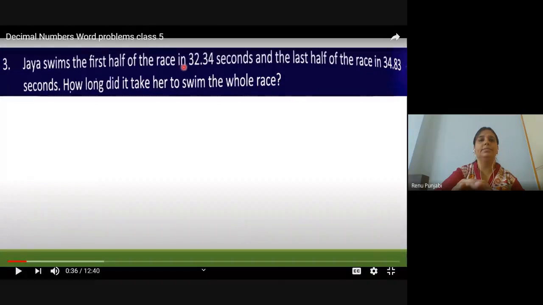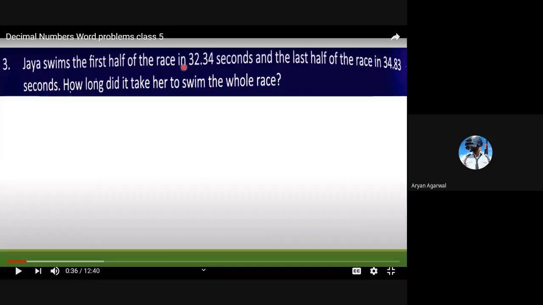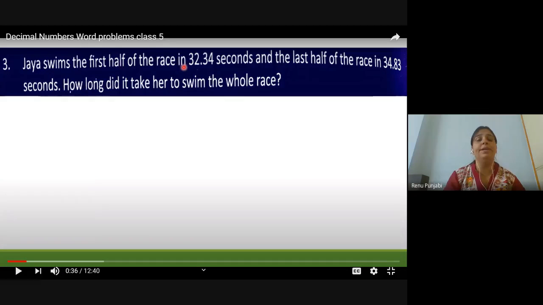Yes, my dear. Now this is the word problem. Jaya swims the first half of the race in 32.34 seconds, and the last half of the race in 34.83 seconds. How long did it take her to swim the whole race? So it's the addition word problem or the subtraction word problem? Addition. Yes. So in a word problem, it is very much necessary that you should first know how to write the statement also. Statement should be very small and crisp.